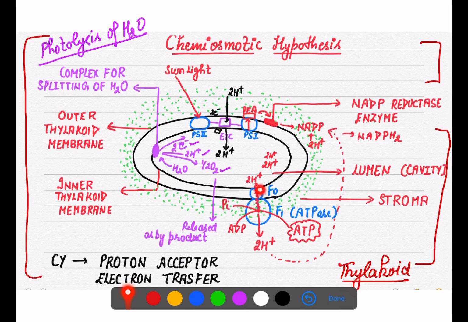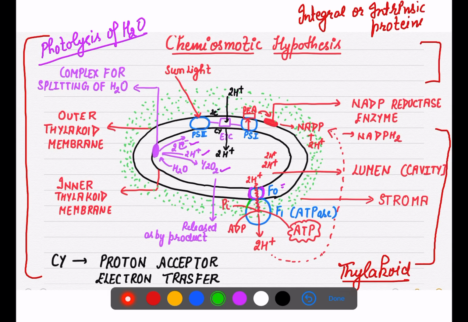Then there are two proteins. There is a new word for you, F0 particles and F1 particles. Just towards the inner side, in between the outer and inner membrane, there is an integral protein. What is an integral protein? Another name is intrinsic protein. Intrinsic proteins or extrinsic proteins are present in the plasma membrane. So here also there is an integral or intrinsic protein which is called F0. It is present towards the inner side.